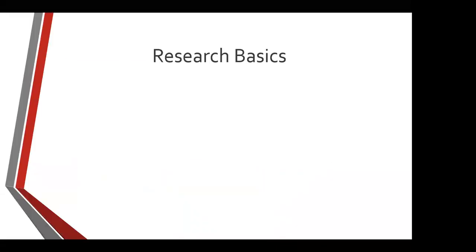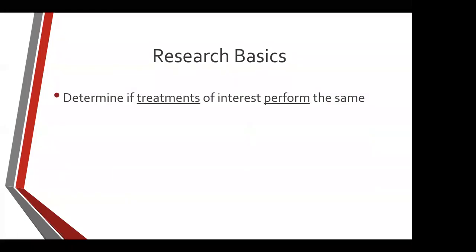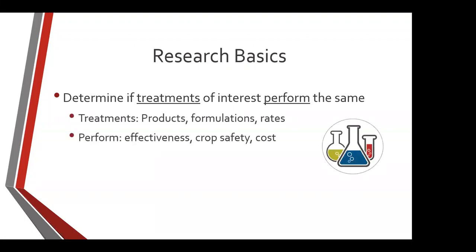If I can get my slides to advance here, okay. At a very high level, when we're looking at research, the goal is to determine whether treatments of interest perform differently. The treatments can range from different products, different formulations, or even different rates of application. We want to know if those treatments can be distinguished from one another, whether it's their effectiveness, safety to the crop, or the cost. And sometimes you might even hope for the opposite. You hope that the performance is indistinguishable, maybe if your product is cheaper than the other.